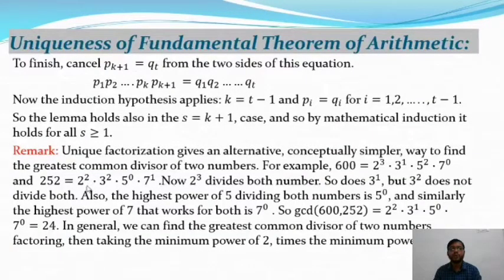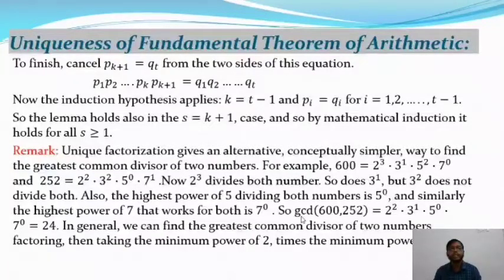Now 2 to the power 2 divides both numbers. So does 3 to the power 1, it divides both numbers, that means 600 as well as 252. But 3 to the power 2 does not divide both. Okay, so 3 to the power 2 divides 252, but it does not divide 600. Likewise, 2 to the power 3 divides 600 but does not divide 252. As well, the highest power of 5 that divides both numbers is 5 to the power 0. And similarly, the highest power of 7 that divides both 600 and 252 is 7 to the power 0.